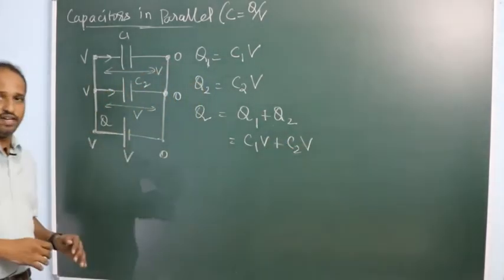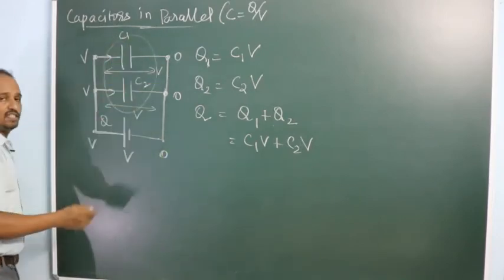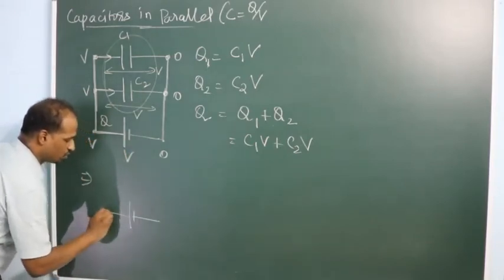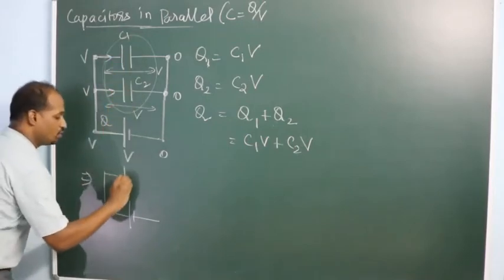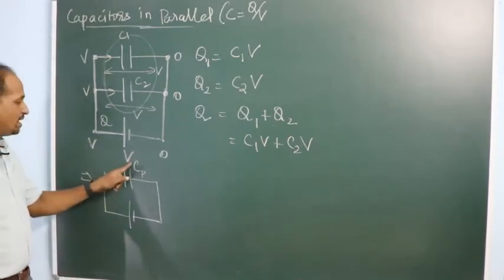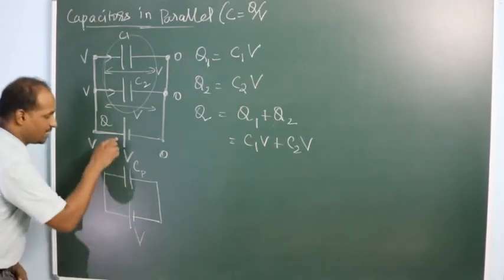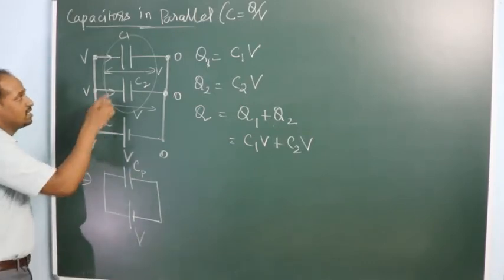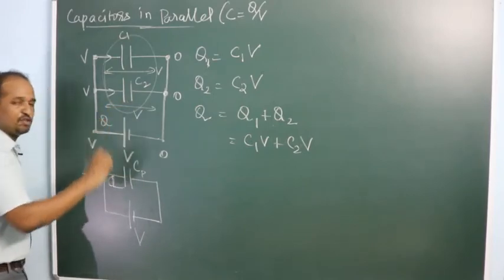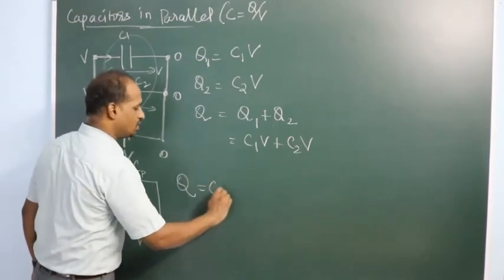So what we are trying to find here, as in the previous case, is to replace these two capacitors with a single capacitor. In that case, you will use the same battery, but in place of two capacitors you will be using a single capacitor. You don't know what its value is, let me call it CP, the effective capacitance value in parallel. Across the same potential difference V, the total charge these two capacitors together drew was Q, so this single capacitance must be drawing the same charge Q. Then from this relation, you know that Q will be equal to CP into V.